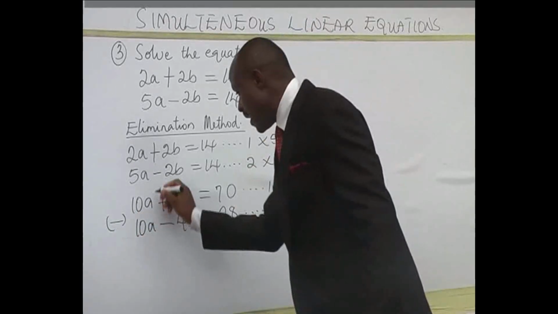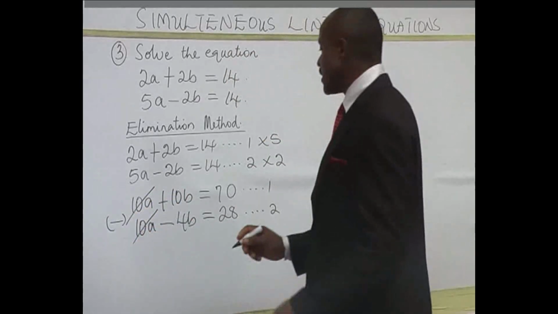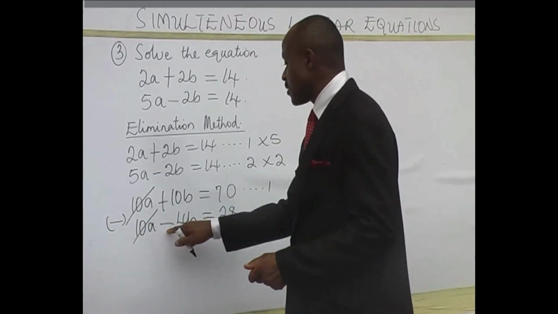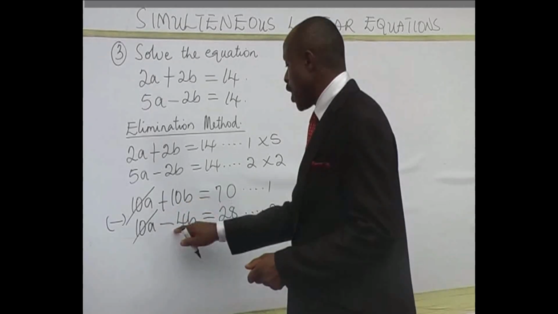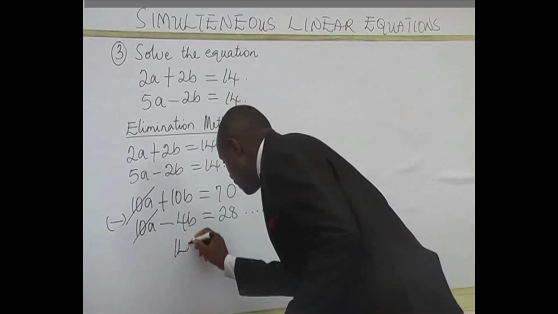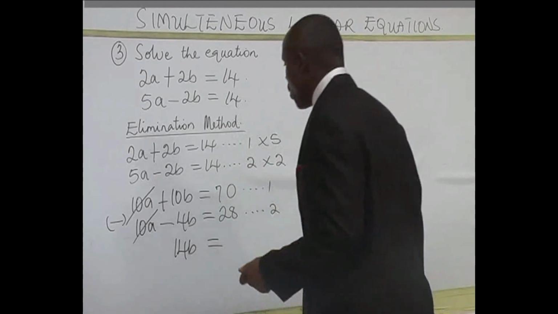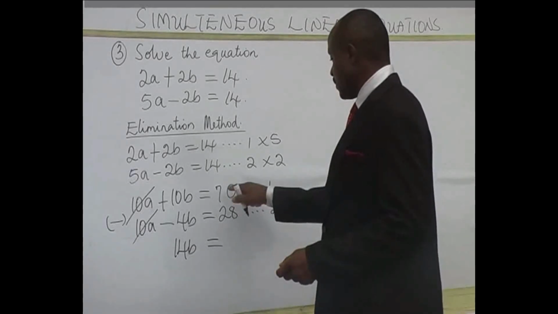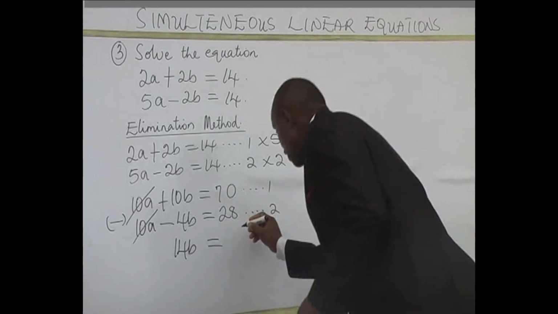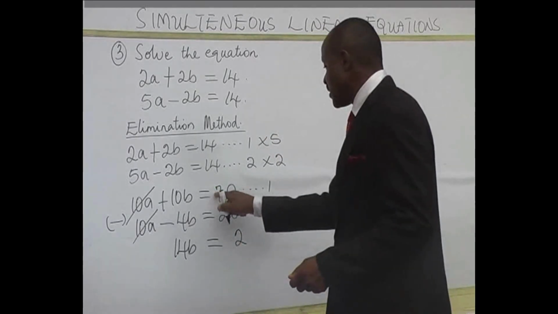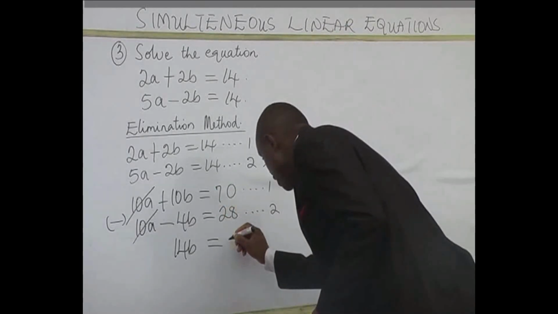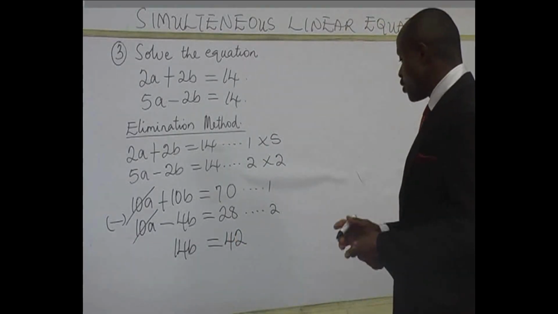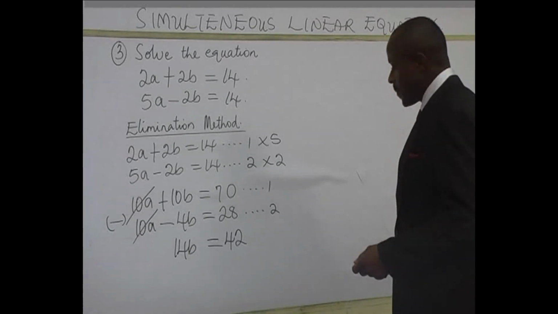10a minus 10a, they will cancel themselves. 10b minus minus means plus. So you have 10b plus 4b will give you 14b. It's now equal to 70 minus 28. 10 minus 8 is 2. This will remain 6. 6 minus 2 is 4. So we have 14b is equal to 42.